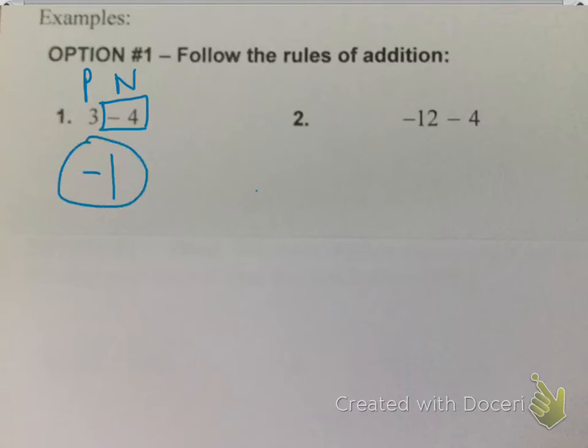Let's think about this in money. I have $3. I have to pay you $4. How much money do I have left? I have negative $1 left.